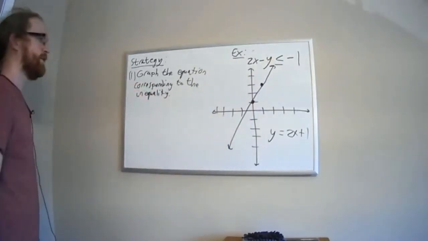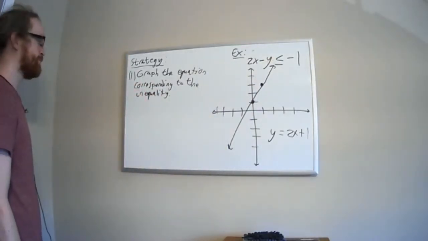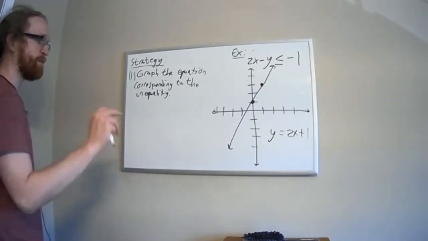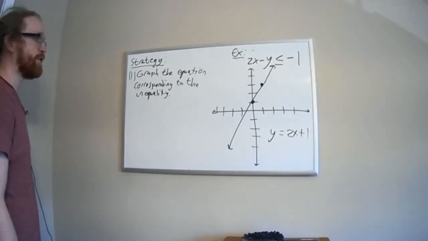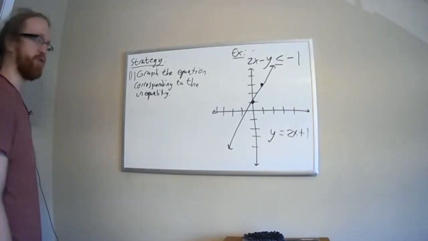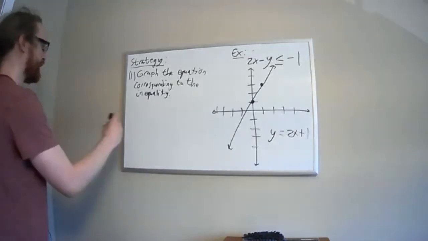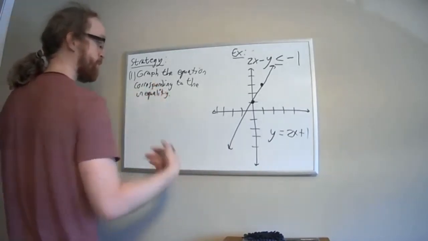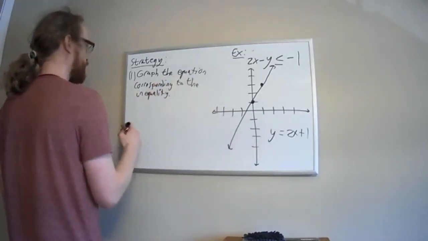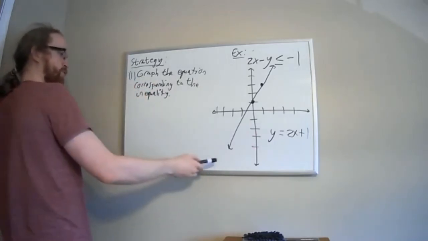Now, I was a little, quote unquote, sloppy about one detail here. And I'll get to that with another example later. So for now, I'm going to press on. So far, we're good. And I'll come back to a little detail later that'll be important. But in this example, it actually doesn't matter. So step 1, graph the corresponding equation.